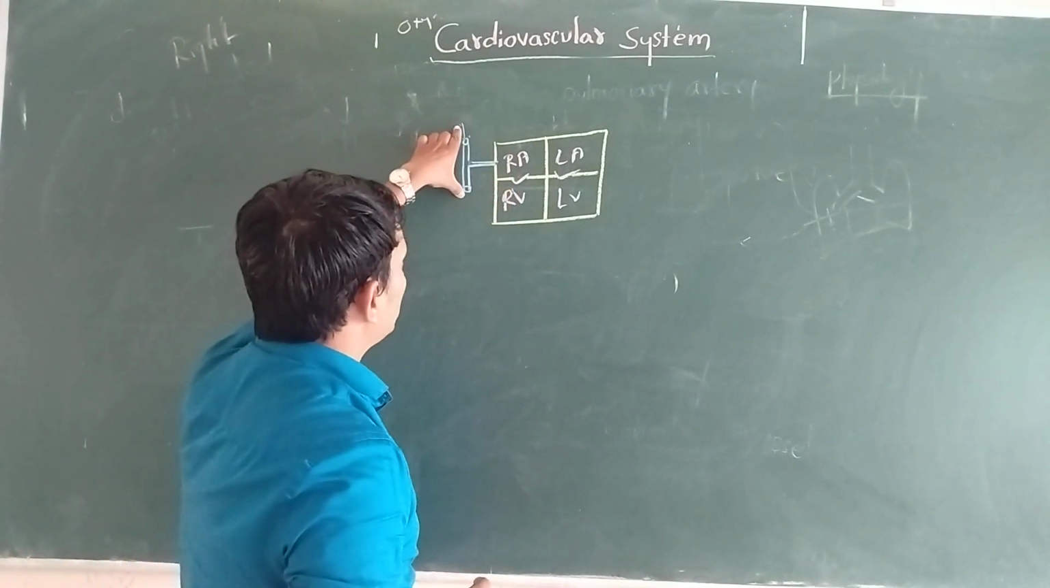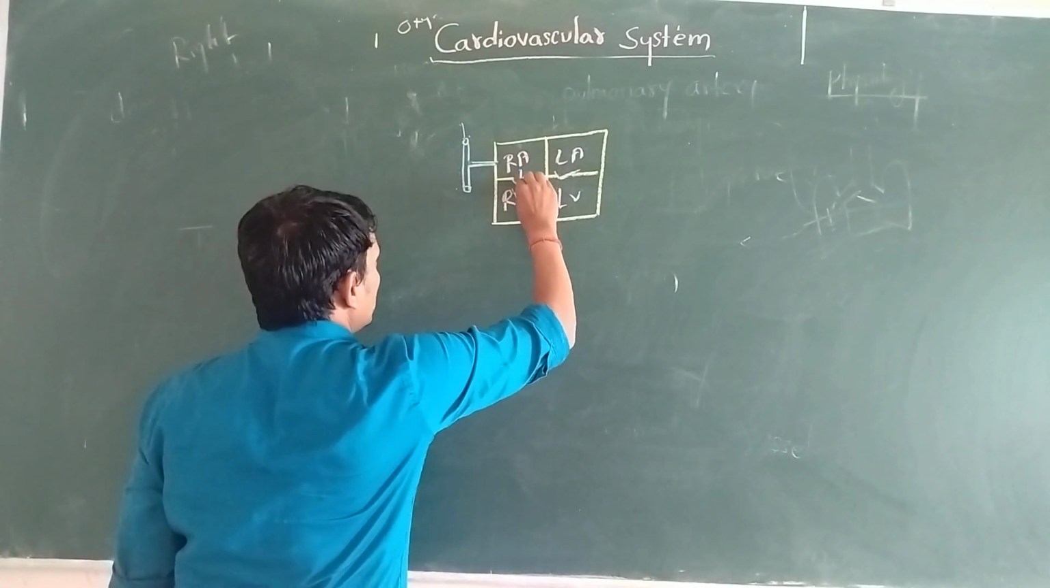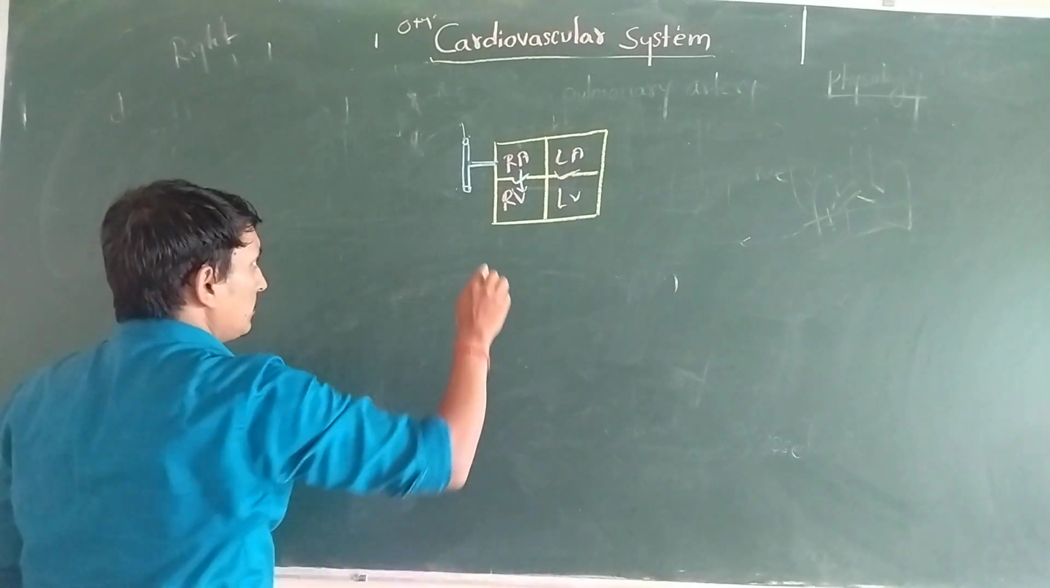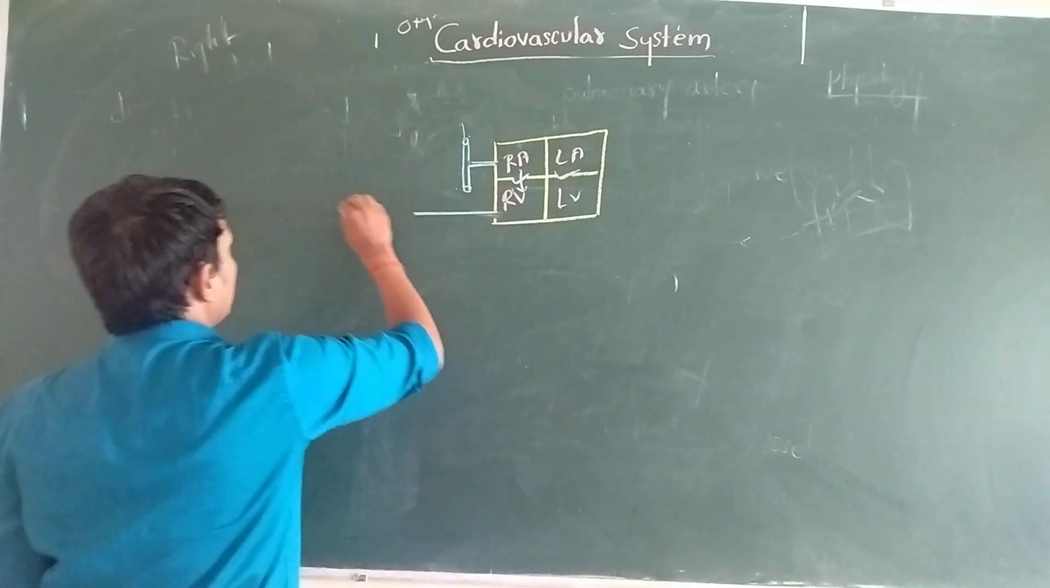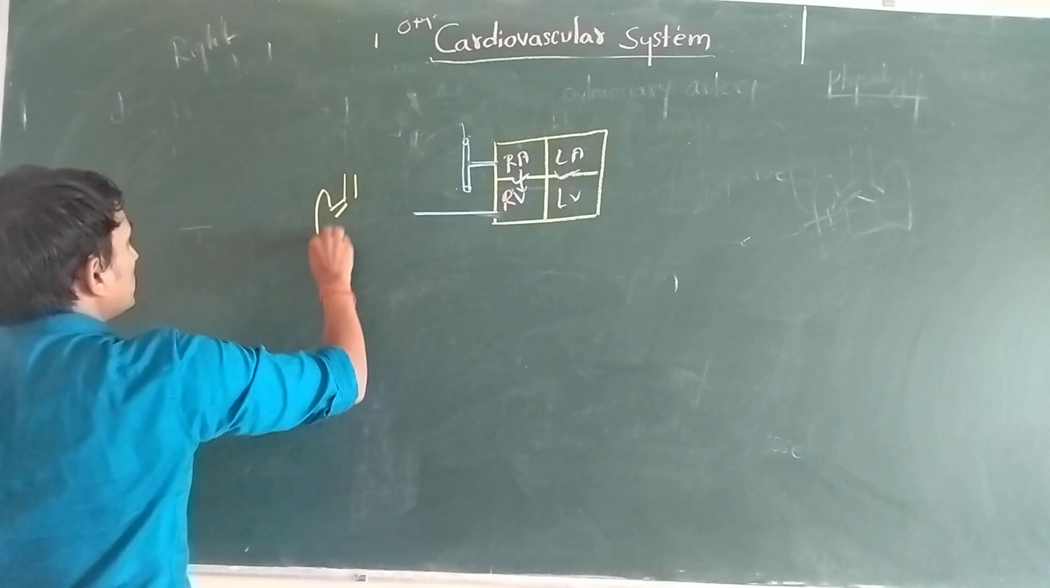They collect the blood from the upper part of our body and give it to the right atrium. From the right atrium, blood pumps to the right ventricle. The right ventricle pumps blood, and it goes to the lungs. So in the lungs, mainly the blood is oxygenated. So, a very simple diagram.